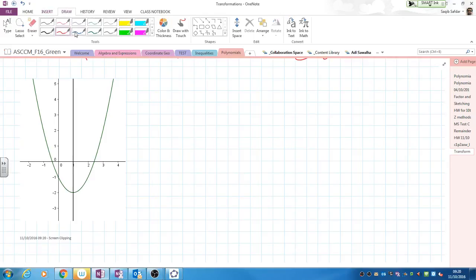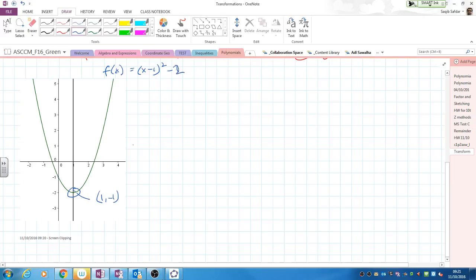So let's write this down. Here's my little sketch of f of x, which is x minus 1 all squared take away 2, and then we know this vertex's minimum is minus 2, and the equation of the line of symmetry is simply x equals 1. And that's my f of x. Is that okay for everyone?